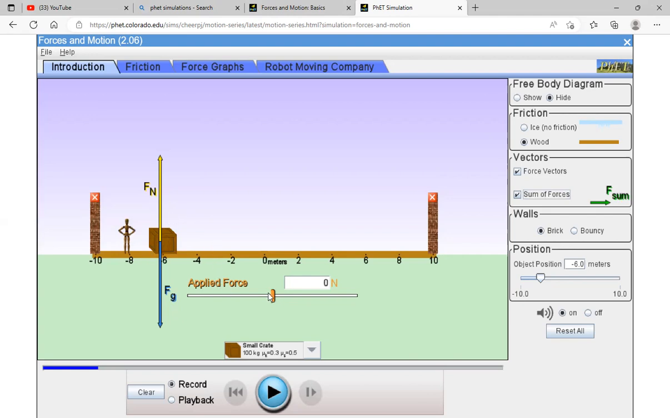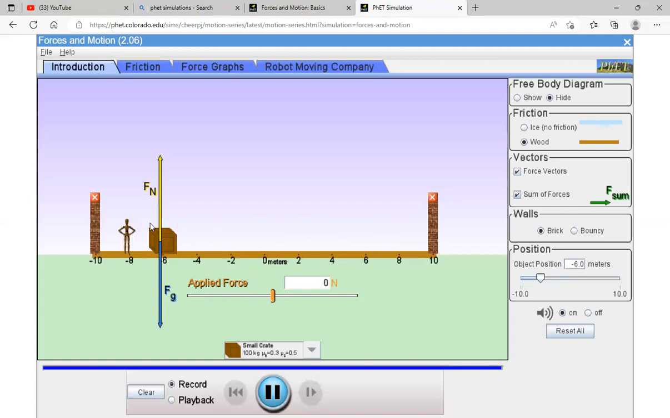Now let's apply a force to this box. Okay, this force, and we chose wood. So wood, the surface wood, this surface will be exerting a friction force. A friction force is a force that opposes the direction of motion. Okay, it is the force that opposes the direction of motion, and it is exerted by rough surfaces on the object. So in this example, we have a rough surface, which is the wood.